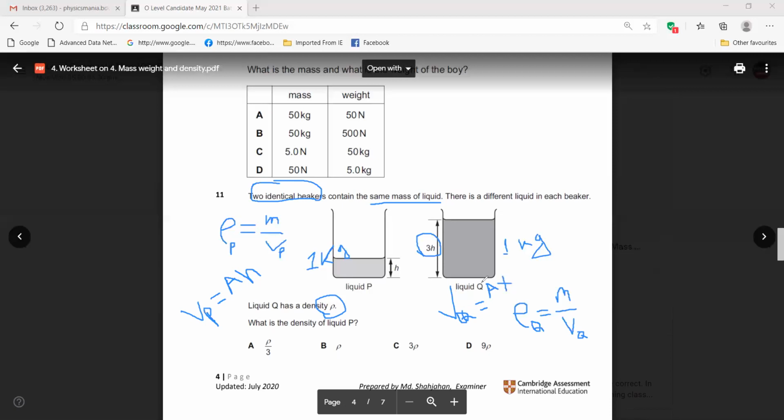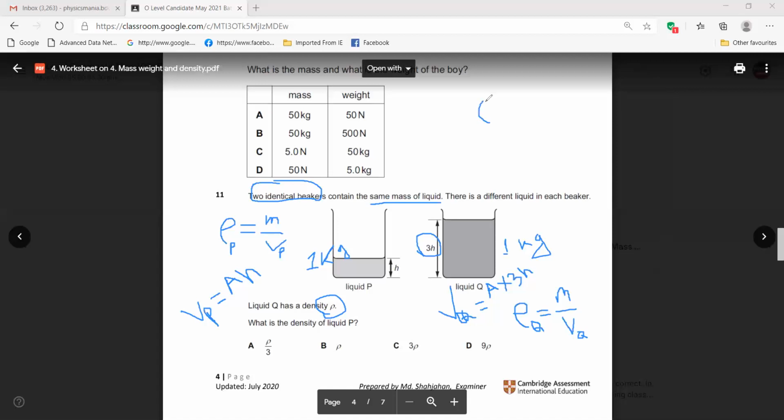And here we are getting the height 3h, right? Volume formula you know, right? Area multiplied by height we can write because it is a cylindrical shaped object. For both of them identical, that's why both areas are the same, right? Now if we put these values in these equations, we are going to find the density of liquid P.